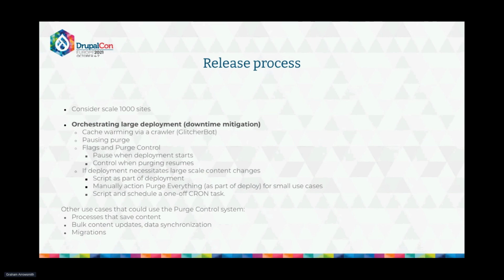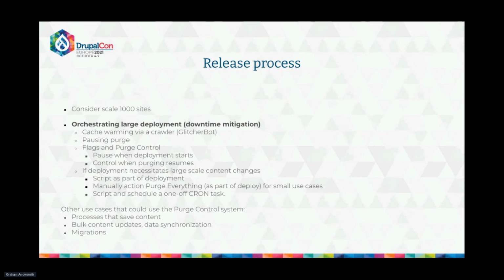And we put in place a flag and purge control system that allowed us to pause purging as needed. We could pause it when the deployment starts, and we could put in place a flag that would resume purging when the deployment was done. And we could control when we allow purging to resume. So we could script it as part of the deployment process via update hooks. We could manually action some of these commands, the team managing deployments.